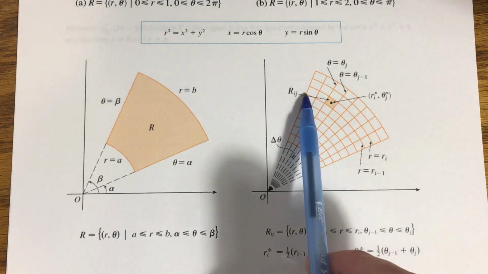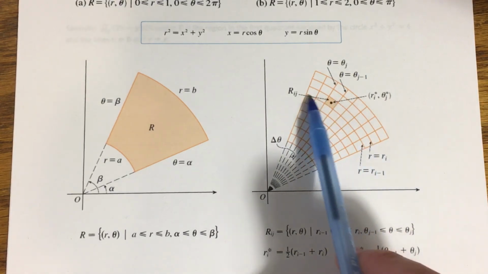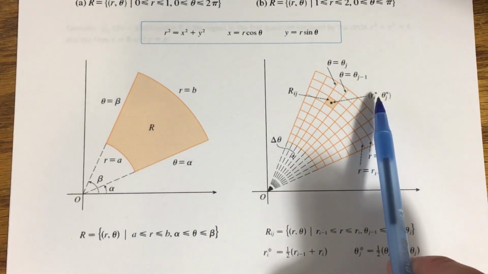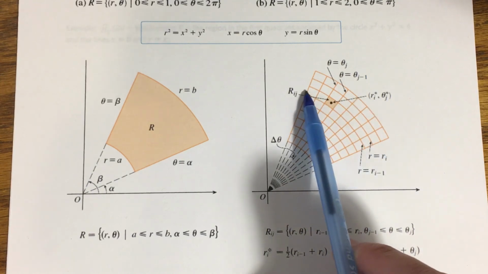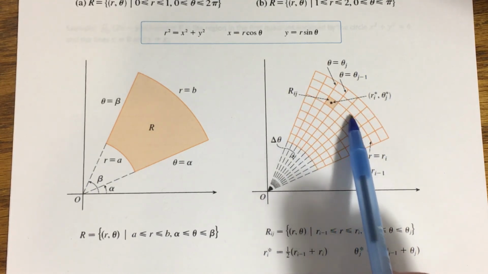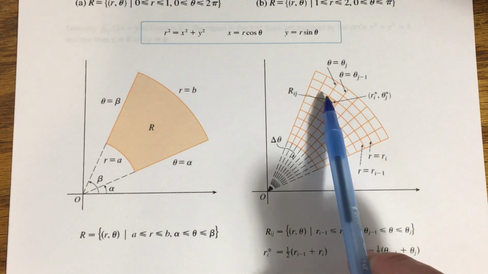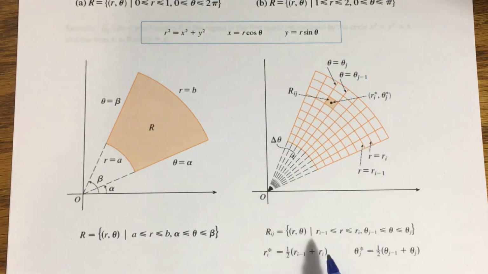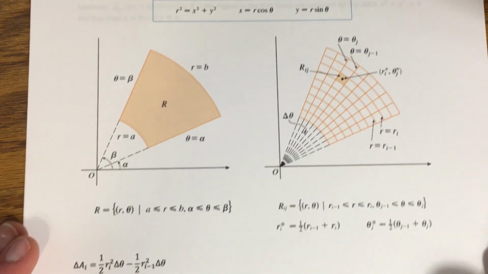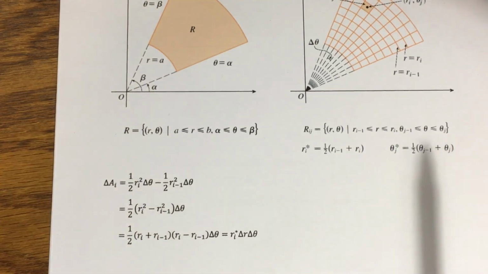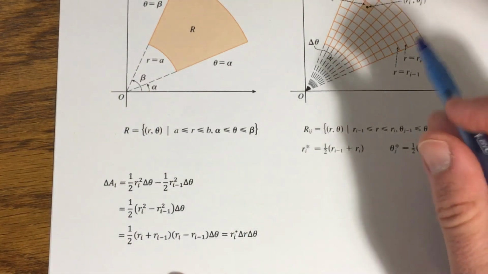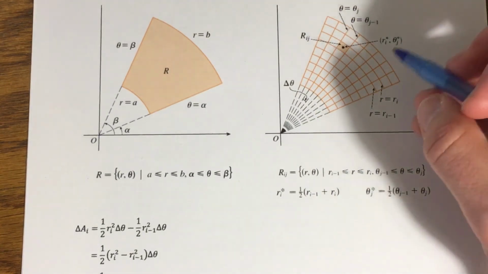So any rectangle within this band, because that band corresponds to the ith subinterval for my r, I'm going to call that delta A_i. That's going to correspond to the area of any one of these subrectangles. Okay, hopefully that made sense. So down here, I want to come up with a formula for how to calculate delta A_i. Now to explain this, let me go back to the picture for a second.